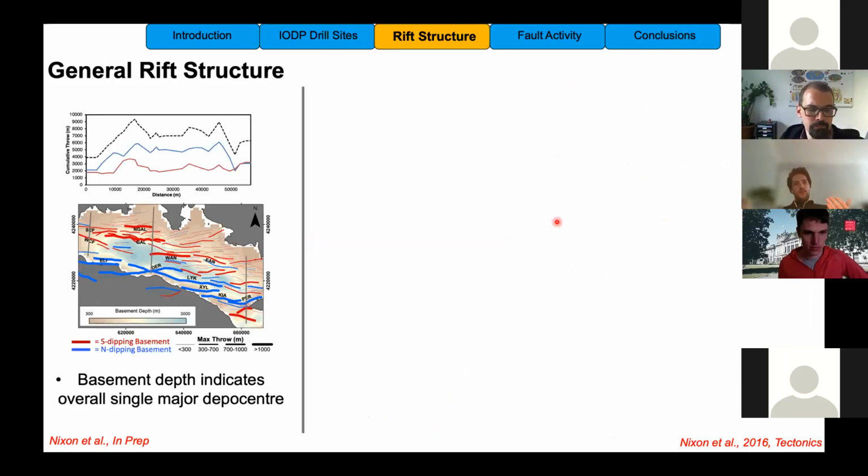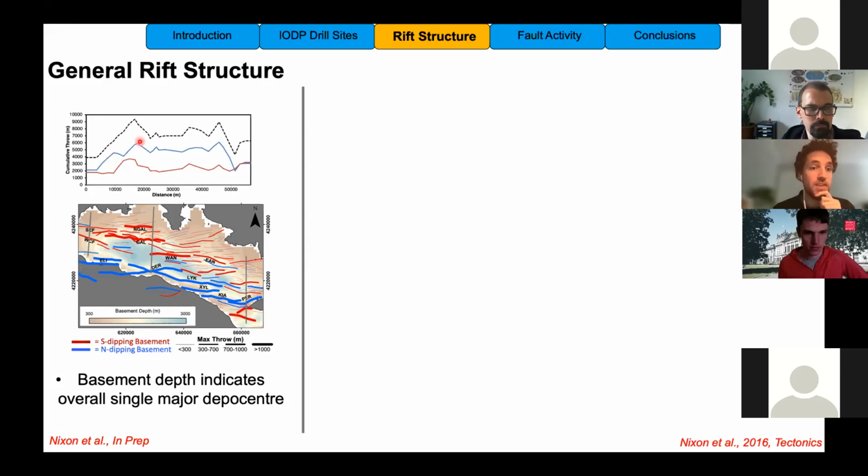So with the seismic data, we were able to map out very well the rift fault network, and we're able to show the basement faults very easily. That's what this map here shows. There's a basement depth map underneath this, which shows that there's overall a single major epicenter throughout the rift.